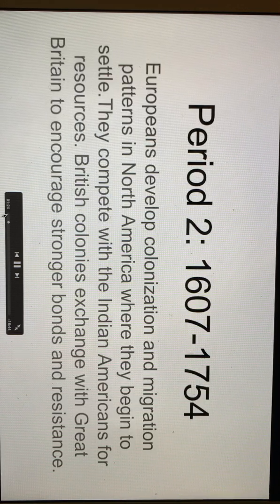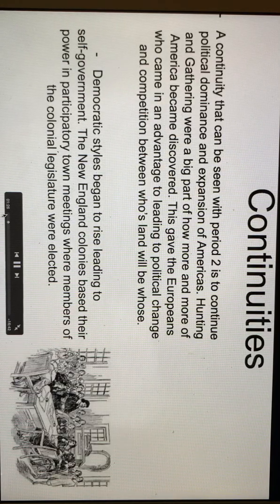A continuity in period 2 that can be seen is the continued political dominance and expansion in the Americas. Hunting and gathering were a big part of how more and more of America became discovered. This gave the Europeans who came in an advantage, leading to political change and competition over whose land will be whose. The Europeans coming in meant exchanges between the two countries, such as the Columbian Exchange, which already made a shift in North America's world from feudalism to capitalism.